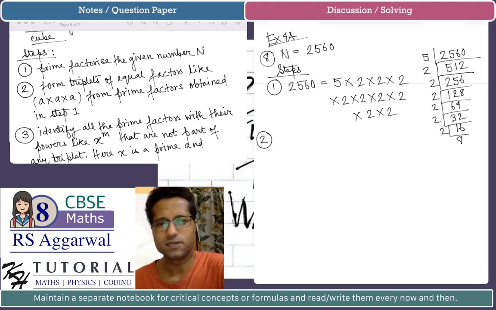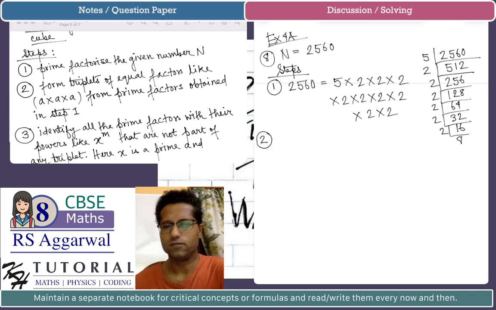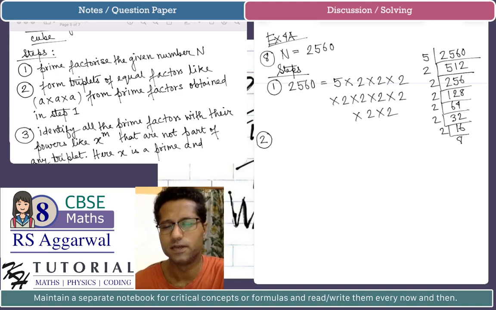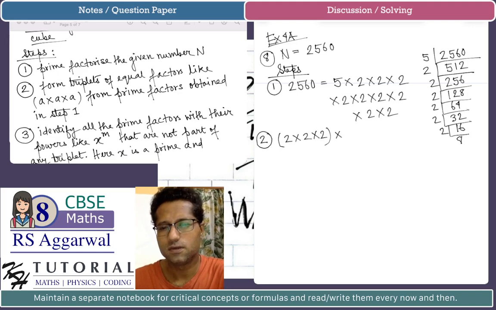Okay, now what is step 2? You form triplets of equal factors. You have to form triplets from the prime factors. So definitely there will be a lot of triplets of 2's. This is the first triplet of 2's. There will be the second triplet of 2's.